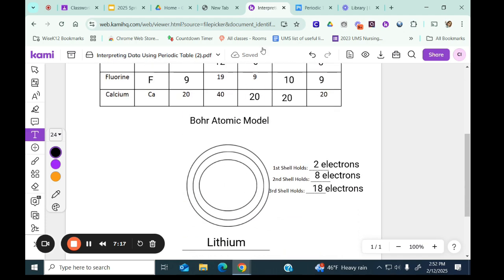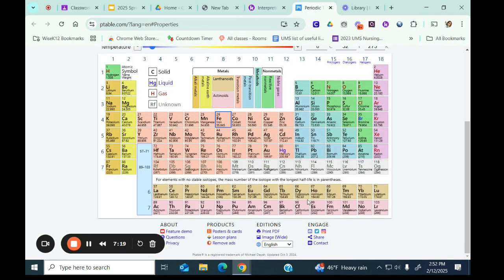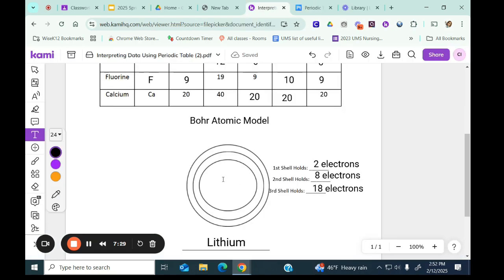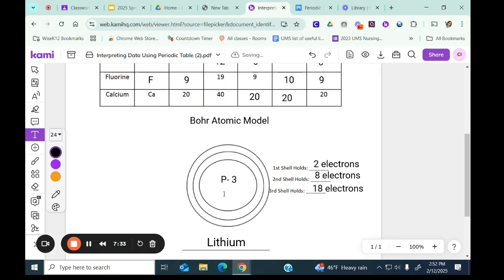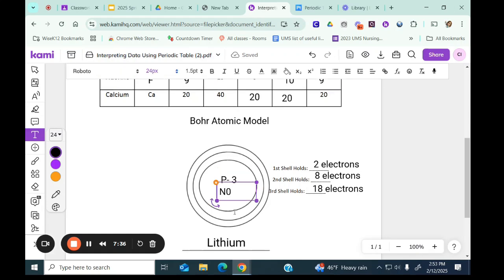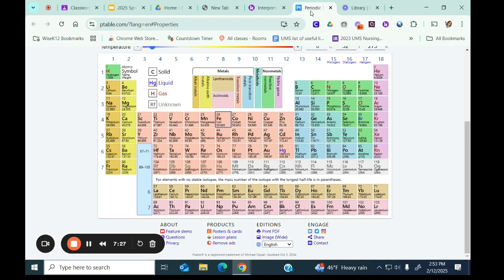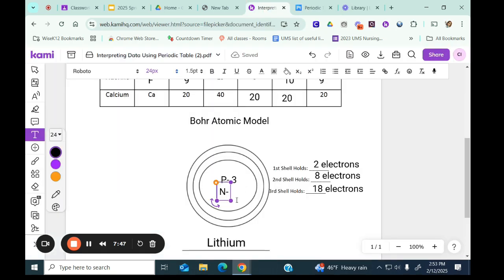This particular atom is lithium. So I'm going to go back to my periodic table here. Let's find lithium. Its atomic number is 3. So that means we're going to have 3 protons, 3 electrons. So I'm going to put my protons here where the nucleus would be. So it'll be 3. I'm also going to find my number of neutrons since we've been doing that. Lithium has an atomic mass of 6.94, so we're going to round that to 7. So 7 minus 3 is going to be 4.